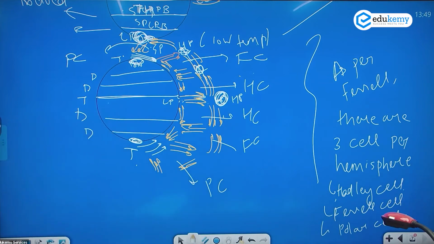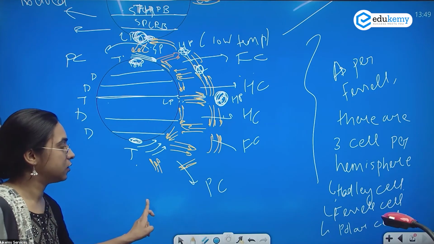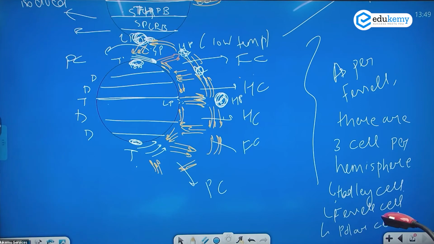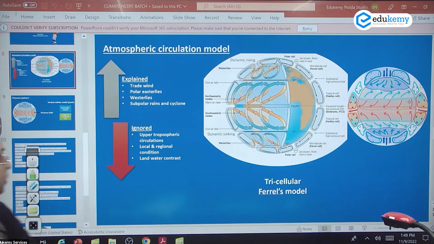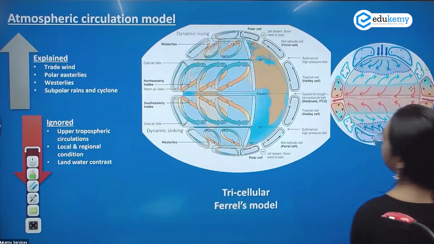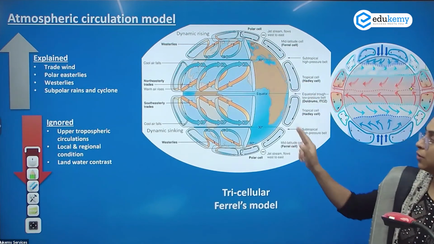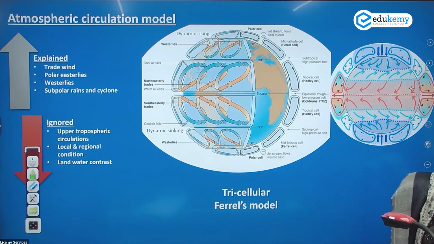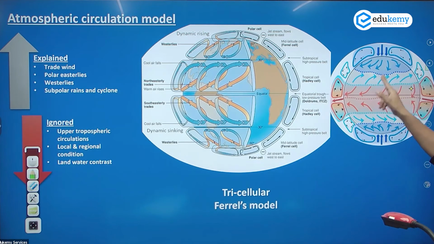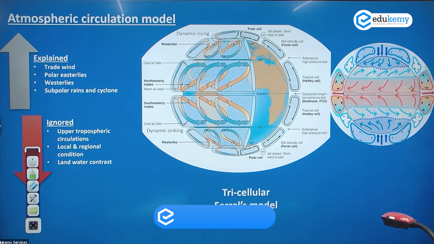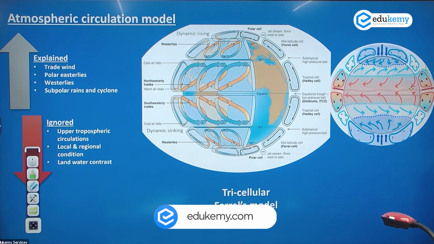Now, this is what is Ferrell's model. So Ferrell, he's trying to say there are 3 cells per hemisphere. There are 7 pressure belts. 1, 2, 3, 4, 5, 6, 7. Okay, that's what Ferrell said.